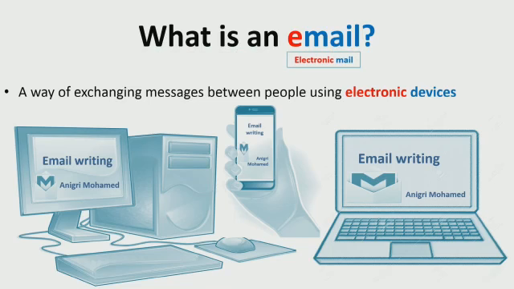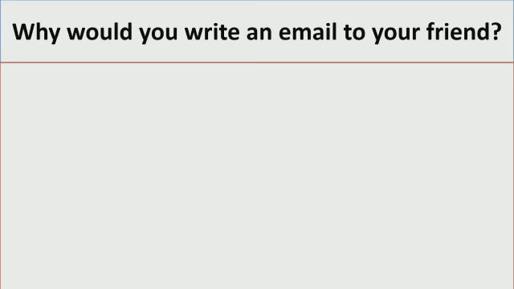And we said that it's a message between people. They use electronic devices. Like what? As you see, we have a computer, a cell phone, or a laptop. Okay, so a computer in general, or a cell phone. Okay, good. And the question I asked you, and I ask you again: why would you write an email to your friend? What are the reasons for writing this email?